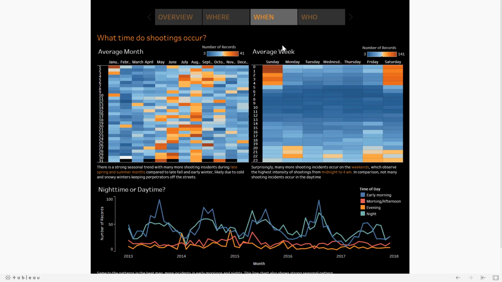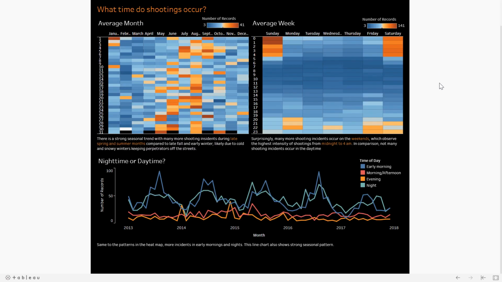The third dashboard is when: what time do shootings occur? I created two heat maps, average month at a glance and average week at a glance. There is a strong seasonal trend with many more shooting incidents during late spring and summer months compared to late fall and early winter, likely due to the cold and snowy winters keeping perpetrators off the street.